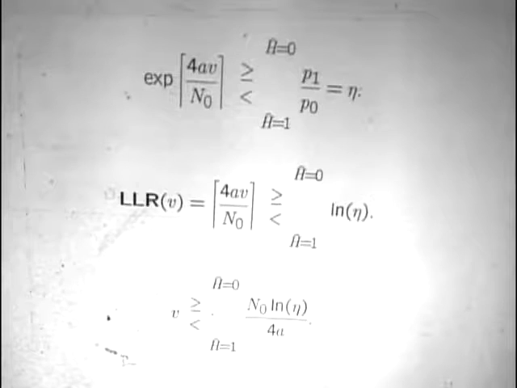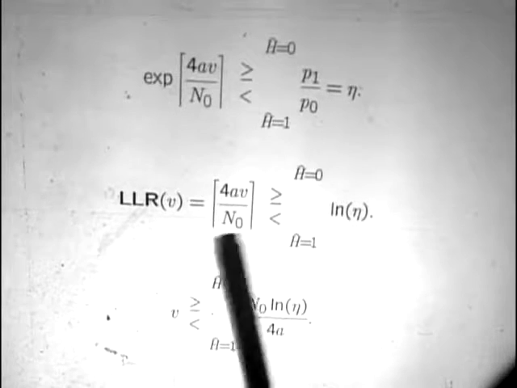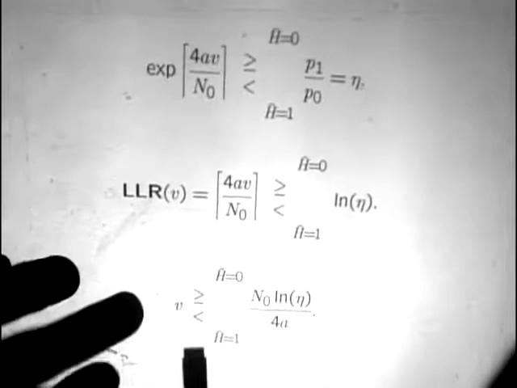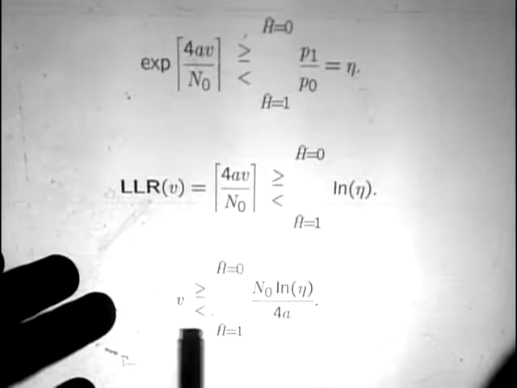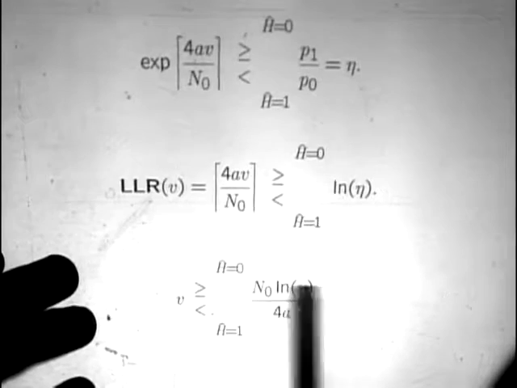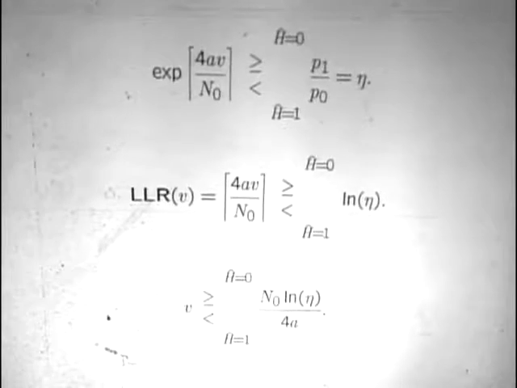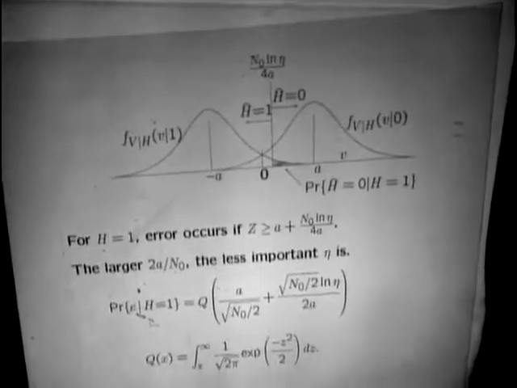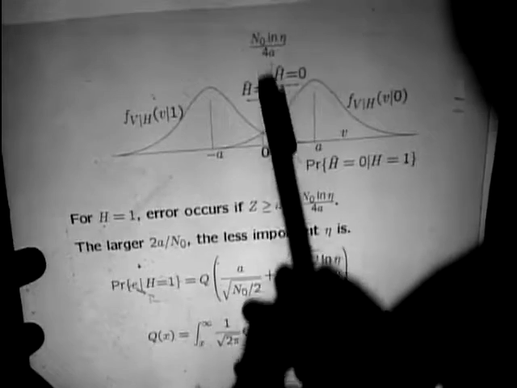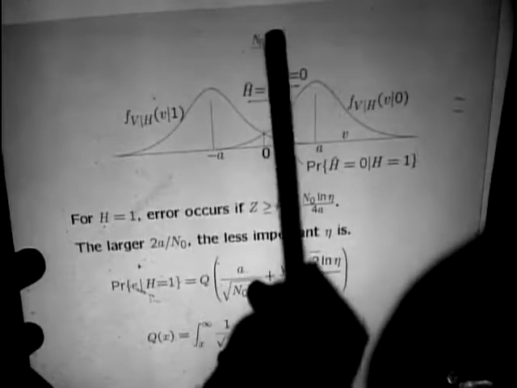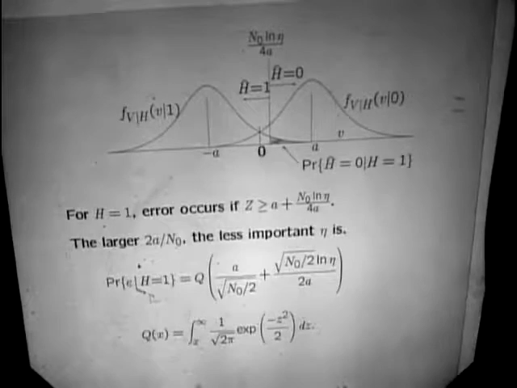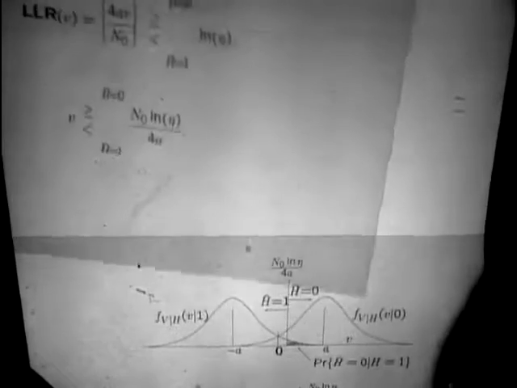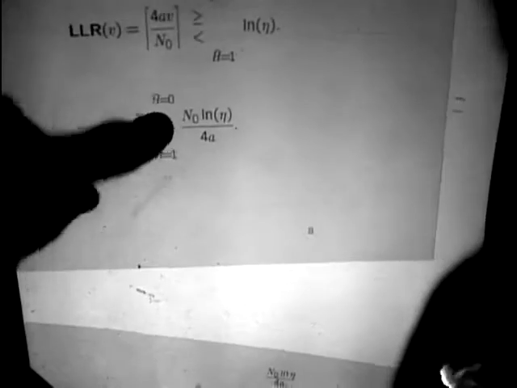So when you then multiply by n0 over 4a, your decision rule is you just look at the observation, you compare it with n0 times log of eta divided by 4a. And at this point, we can go back to this picture and sort out what all of it means. Because this point here is now the threshold. It's n0 times log of eta divided by 4a. That's what we said the threshold had to be.